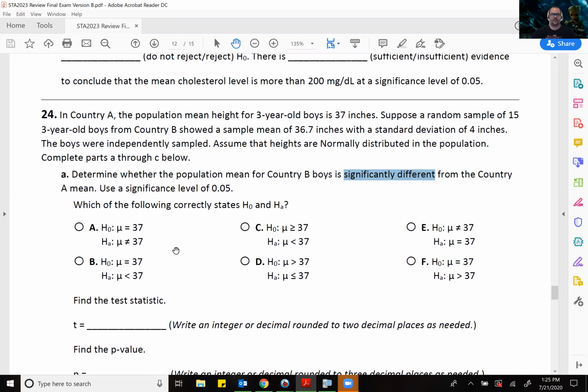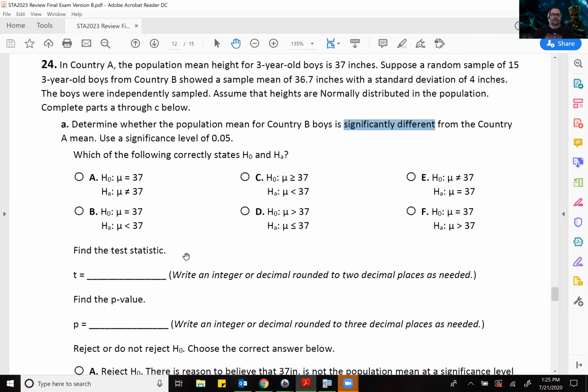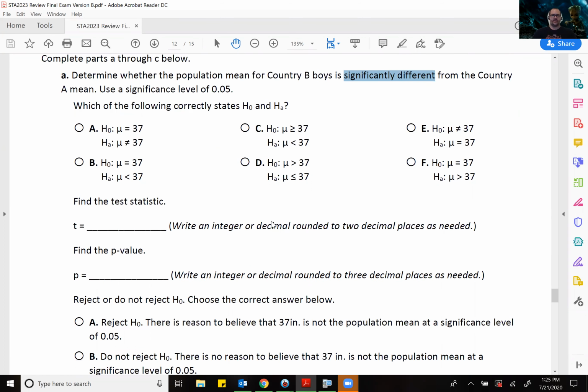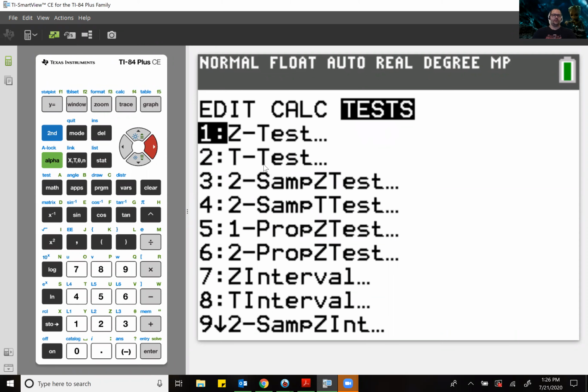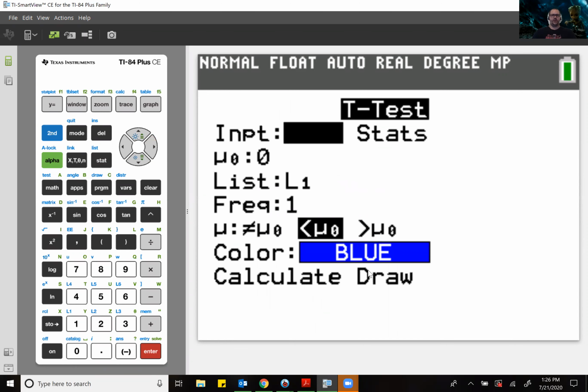All right. So now we need to go to our calculator or StatCrunch to run this information. If we go to our calculator, this time you're going to go into Stat, over to Tests, and this time you're doing a T test. So we're going to put in our statistics. We're not going off of data, we're going off of statistics.